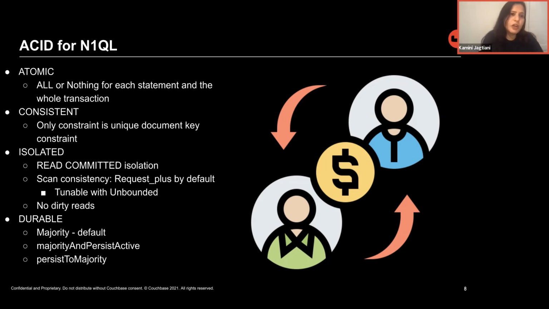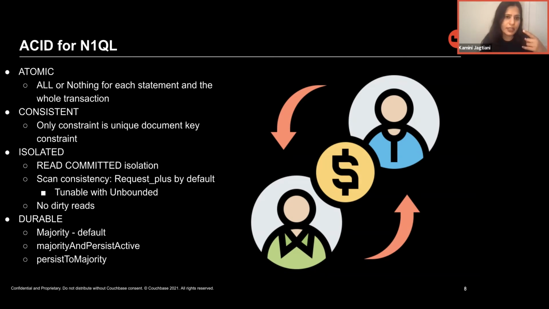So the first property for ACID is atomic, wherein again it is all or nothing for each statement and the whole transaction. So if your transaction was to transfer money from your savings account to your checking account, then either both the debit and credit would happen, or neither of them would happen.